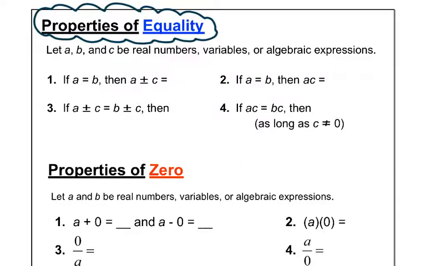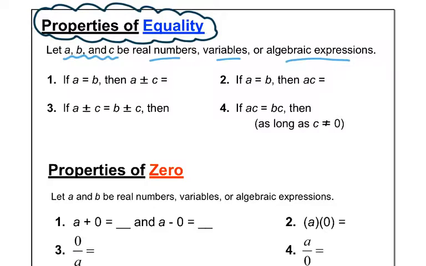All right, we're going to start here with the properties of equality, which basically sums up that whatever you do to one side of an equation, you have to make sure you balance it by doing it to the other side of the equation. So we start here with the same instructions. A, B, and C can be real numbers, they can be variables, or entire algebraic expressions. Either or all are fine.